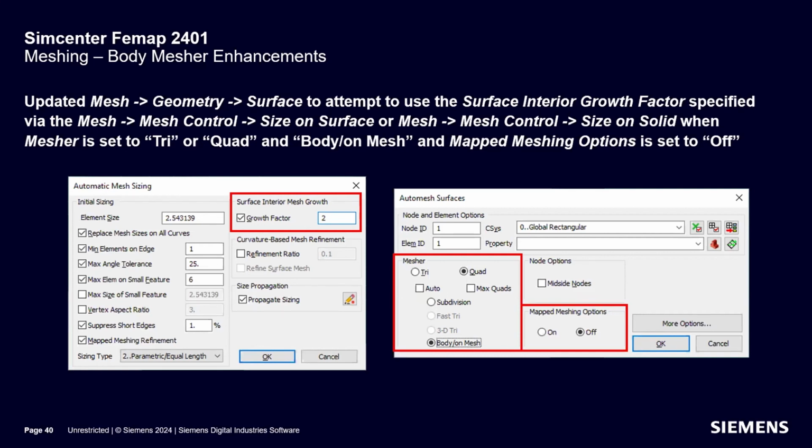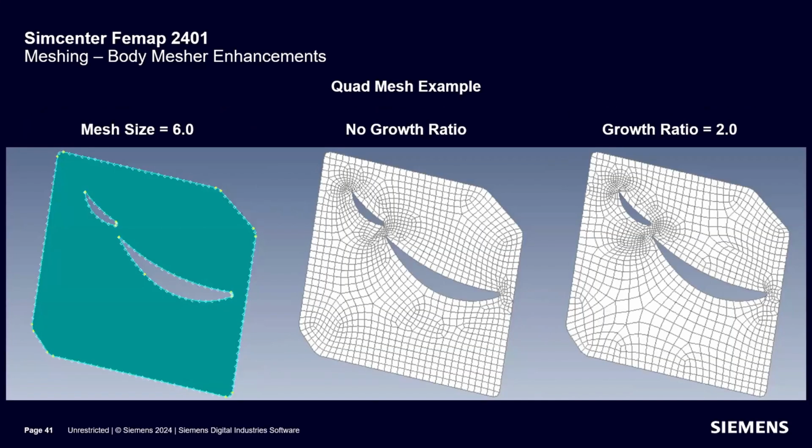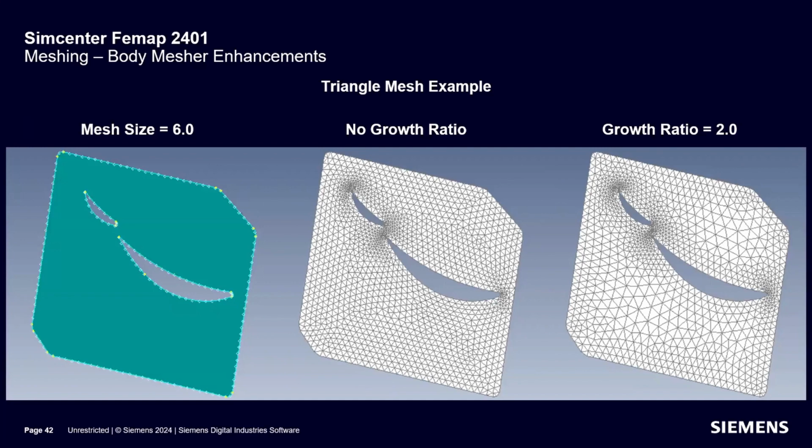But the one thing that we can do is that if you're using the mesh geometry surface command to size for meshing, we have an option in here for surface interior mesh growth, which we were not honoring before. But again, now if you just turn on the quad or the tri-mesher and turn off the map meshing options, what you can do with a quad mesh is basically you can see if you have the mesh size set there on the left. If you don't have a growth ratio, it comes out like that. If you do have the growth ratio, now it's being honored. So it's just a nice way to take advantage of making fewer elements away from the features of note in your geometry.